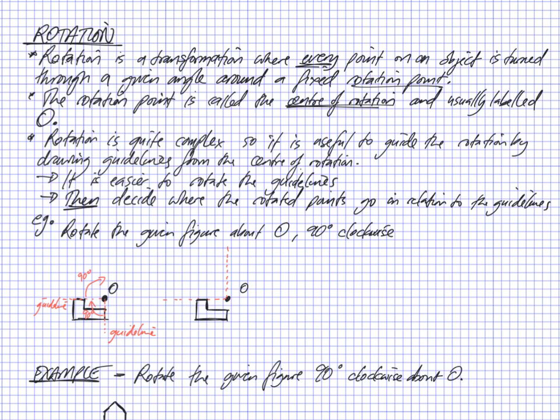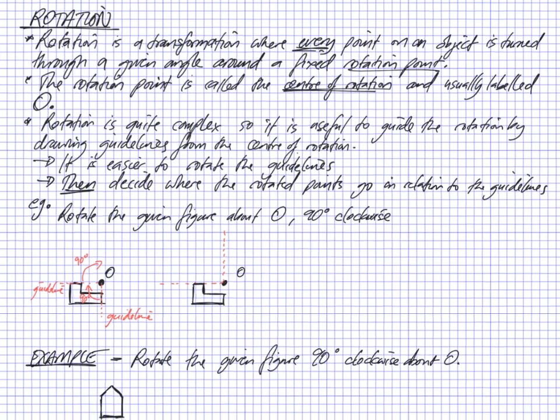So rotation is probably one of the hardest transformations you'll have to deal with. It's complex, so it's really useful to guide the rotation by drawing extra guidelines from the center of the rotation. The guidelines don't contribute to the image itself, they just help you place the image. Why do I think it's better to draw guidelines from the center of rotation? It's easier to rotate guidelines than trying to rotate the image straight away. And then once you've rotated the guidelines, you can decide where the rotated points go in relation to the guidelines in the original object.